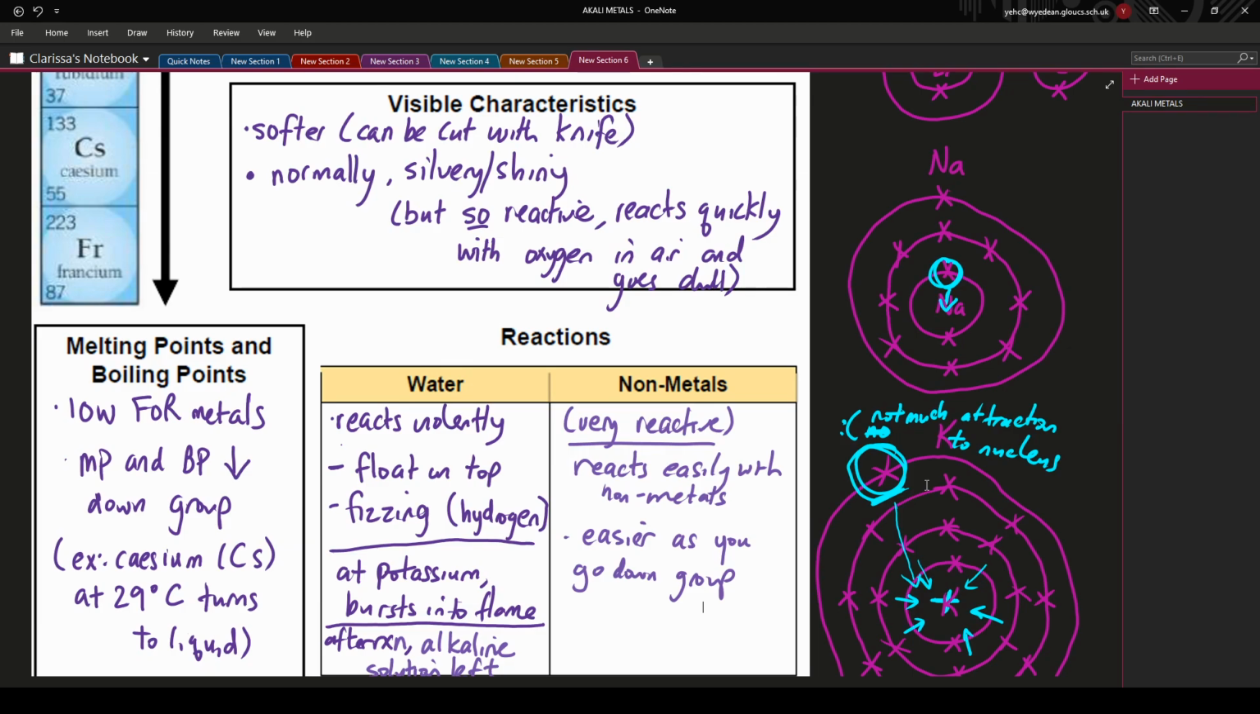When you look at the reactivity with nonmetals, because they're so reactive, they react easily with nonmetals. But that becomes even easier and easier as you go down the group. So same themes here. Melting points and boiling points are quite low. It becomes easier and easier to melt or boil as you go down the group. So a lot of that same trend.